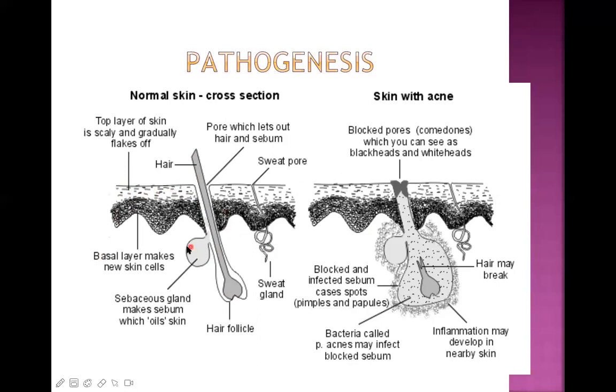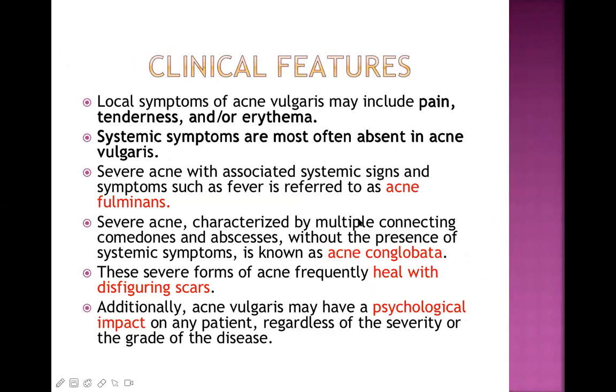Everything is fine here, but what is the difference with the skin which is having acne? Now look at all the differences here. Where is the opening? This opening is blocked now, and probably the hair has fallen, it is broken. At the same time, look at the size of this sebaceous gland. It is hugely enlarged. At the same time, these bacteria are there, and all the signs of inflammation would be present. Now, with this information, it's very easy for you to understand the clinical features of acne vulgaris.